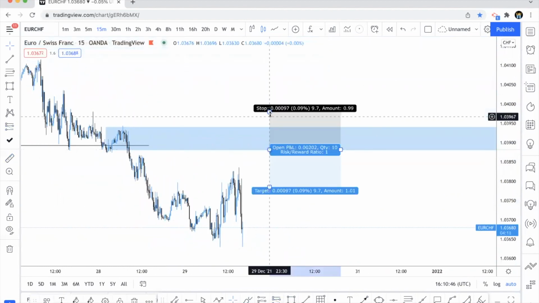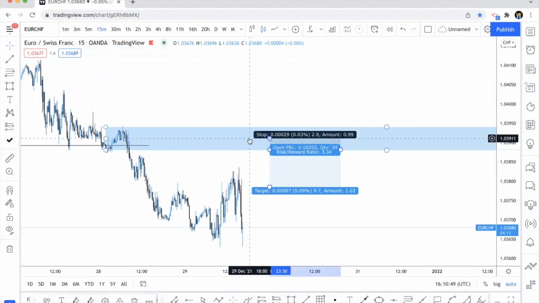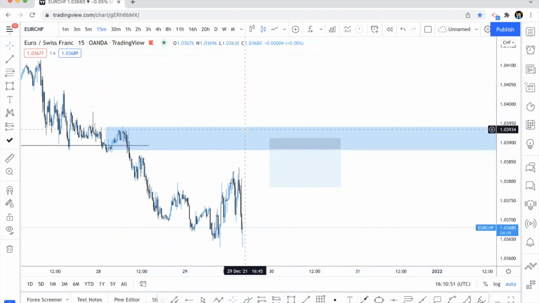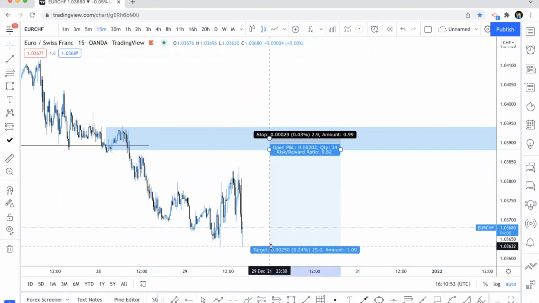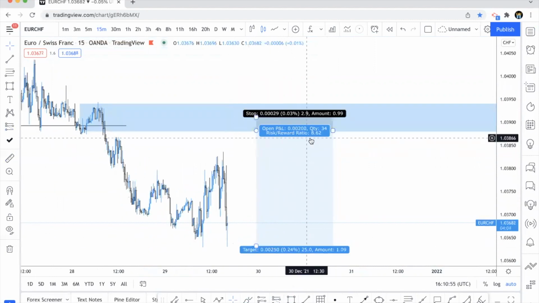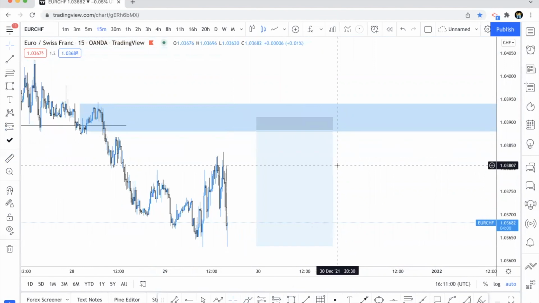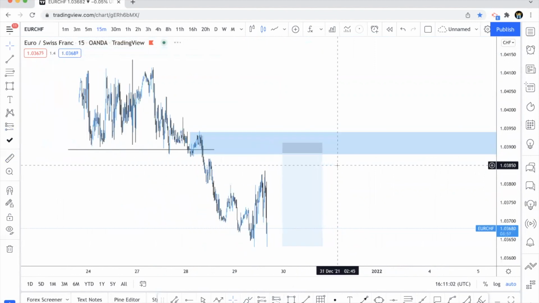The risk to reward ratio here would probably be, I usually do about 0.5% of this one entire zone. So that would be 0.5% for me. So that would be an 8.6% profit taking right here. So that's really good, right?